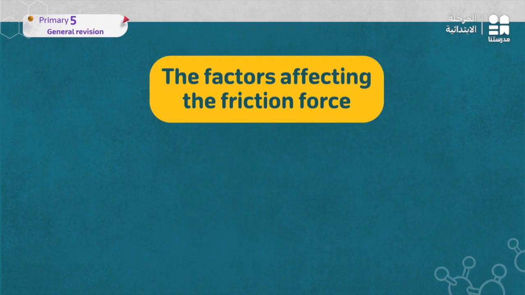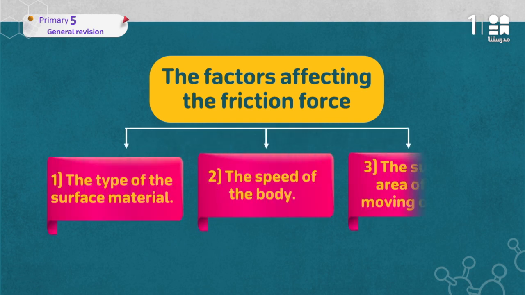إيه الفاكتورز اللي بتأثر على friction force؟ We have 3 factors that affecting the friction force. Number 1, the type of the surface material. Type of surface material اتفقنا إن هي smooth أو rough. وعرفنا ان friction force increases between the rough surfaces and decreases between smooth surfaces.